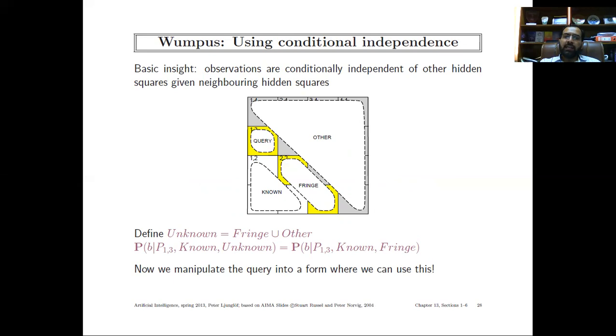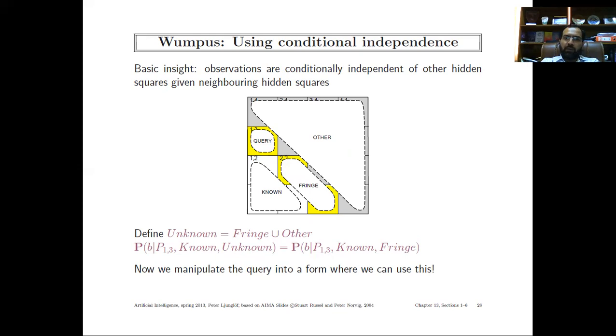Observations are conditionally independent of other hidden squares given neighboring hidden squares. These observations are conditionally independent of what? Of other hidden squares, which I don't know, given neighboring hidden squares. So define unknown as the fringe union others. So you can say the probability of B given P13, known, unknown is equal to the probability of B given P13, known, fringe.